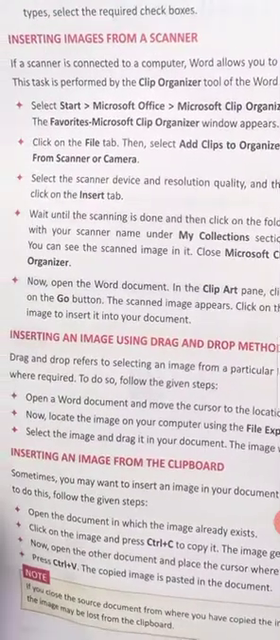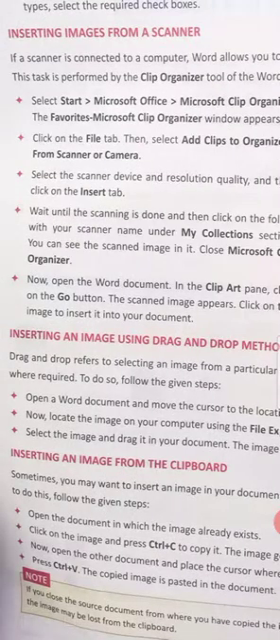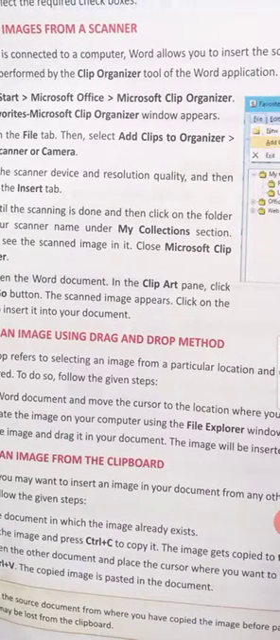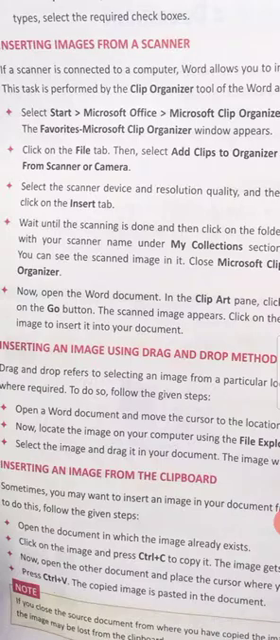Insert an image from the clipboard. Clipboard means we can do it with the cut, copy, paste method. Whenever you cut or copy, our photo is stored on the clipboard. Open the document in which the image already exists. Click on the image and press Ctrl+C to copy. The image gets copied. Now open the other document and place the cursor where we want to keep it. Press Ctrl+V. The copied image is pasted in the document. I already told you it is just like copy paste.